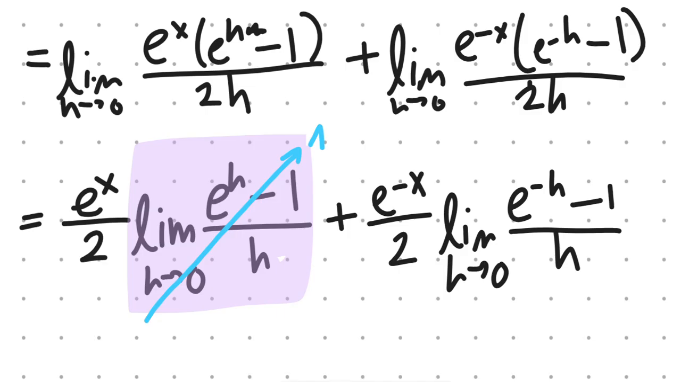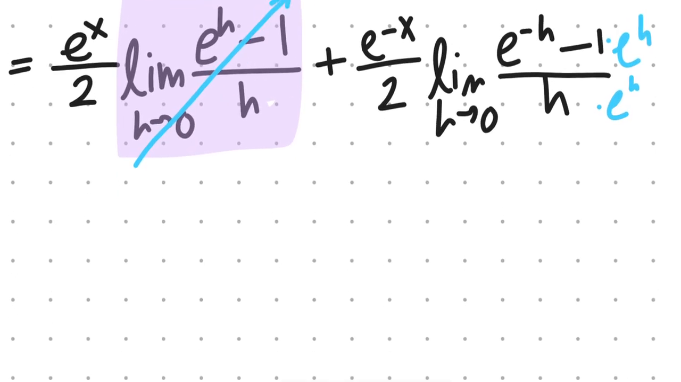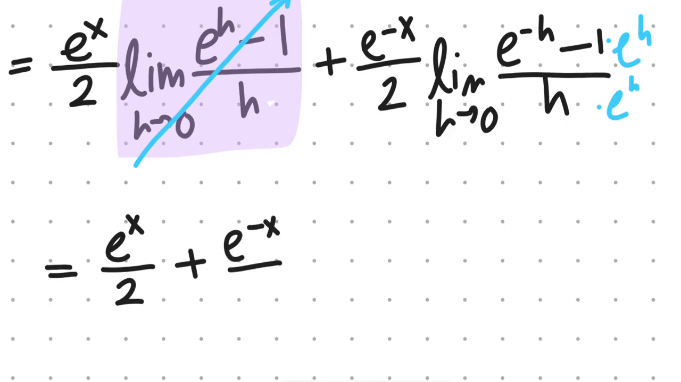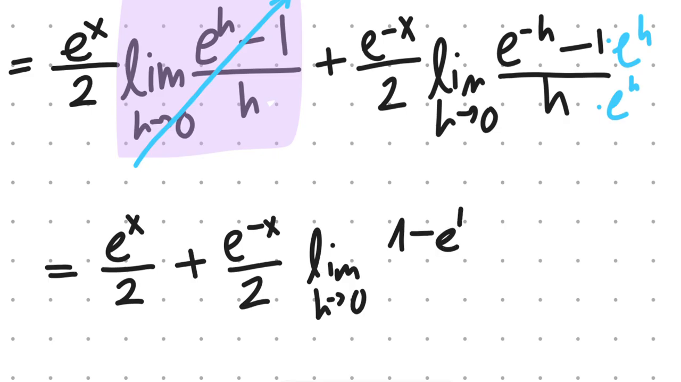What I want to do is get to this form, e to the h minus 1 over h. So let's just multiply the numerator and the denominator by e to the h. Then we'll get e to the x over 2 plus e to the negative x over 2 times the limit as h approaches 0 of 1 minus e to the h over e to the h times h.